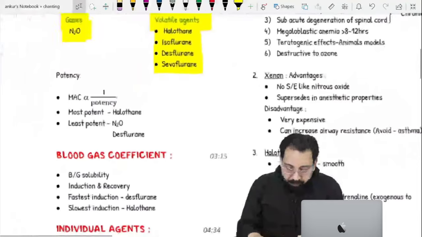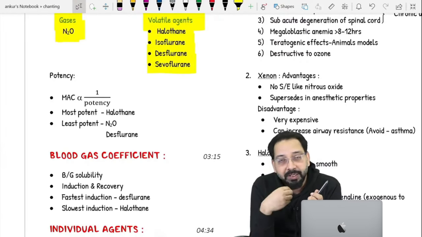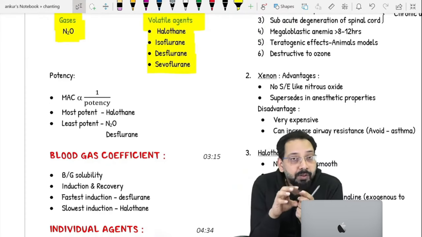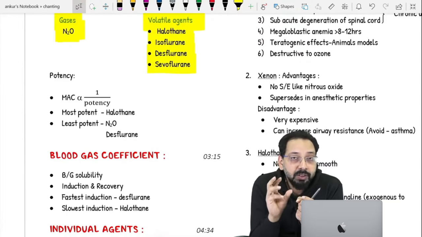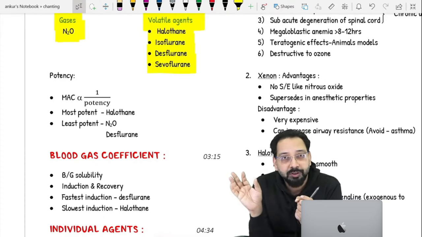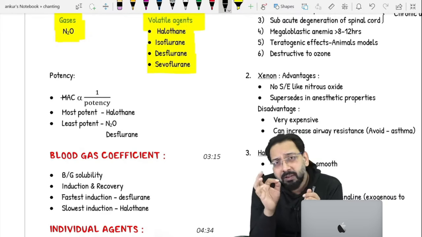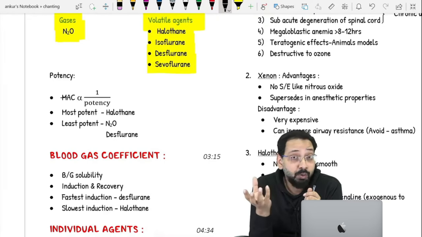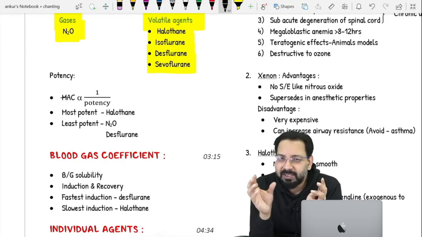First of all, before going to that, you must know what we do with an inhalational agent. When we give an inhalational agent, it goes to the alveoli. From the alveoli, it goes to the blood and then the brain. So we found the minimum alveolar concentration, meaning the concentration of inhalational agent which makes 50% of patients unconscious. That is minimum alveolar concentration. If you can make the patient unconscious with a low dose, it has high potency. If you require a large dose to make the patient unconscious, it has low potency.